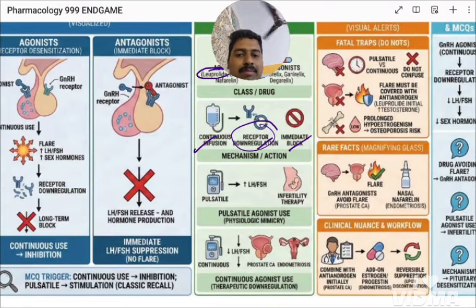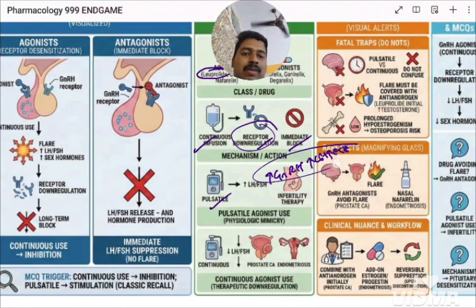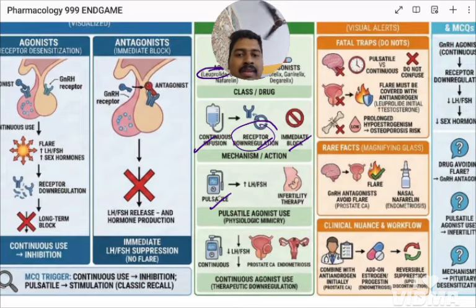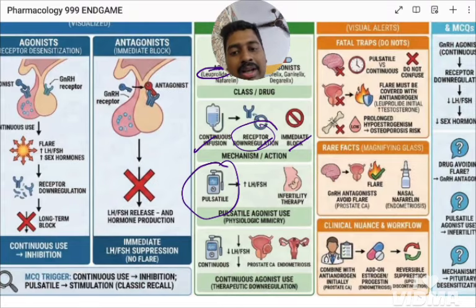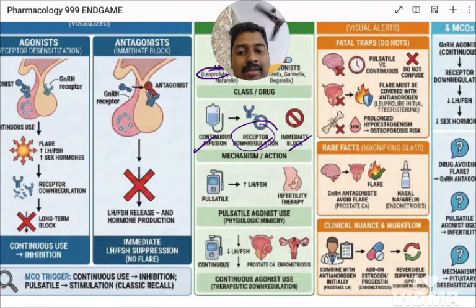Okay, next, pulsatile. What we do in infertility therapy is where we want increased GnRH. If there is increased GnRH, then there will be increased LH and increased FSH. This is what we want in infertility. So we want to stimulate production of GnRH, so we'll have to mimic GnRH. We'll have to give it on a pulsatile basis. We don't give it on a continuous basis. Continuous we want when we want to decrease LH and decrease FSH.